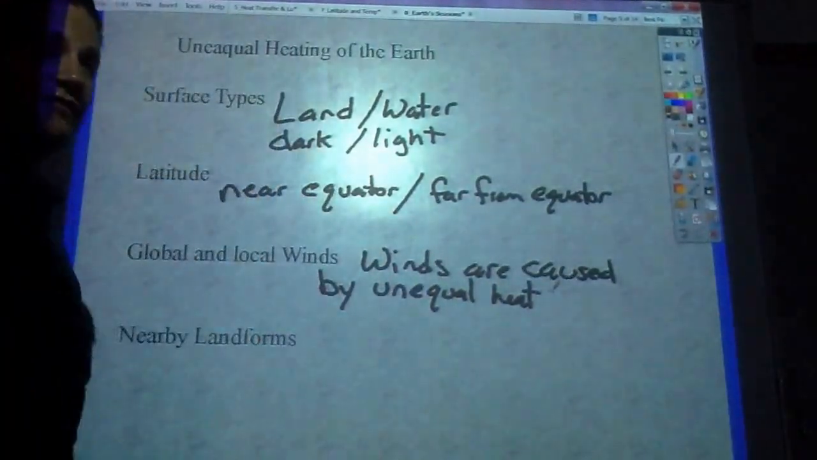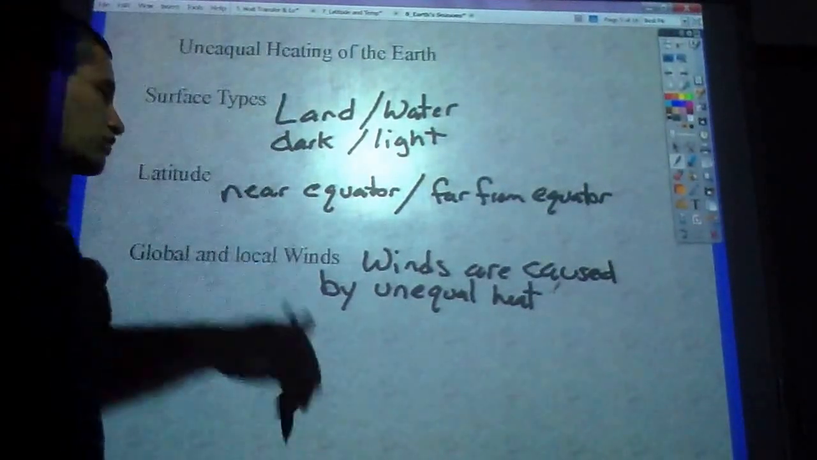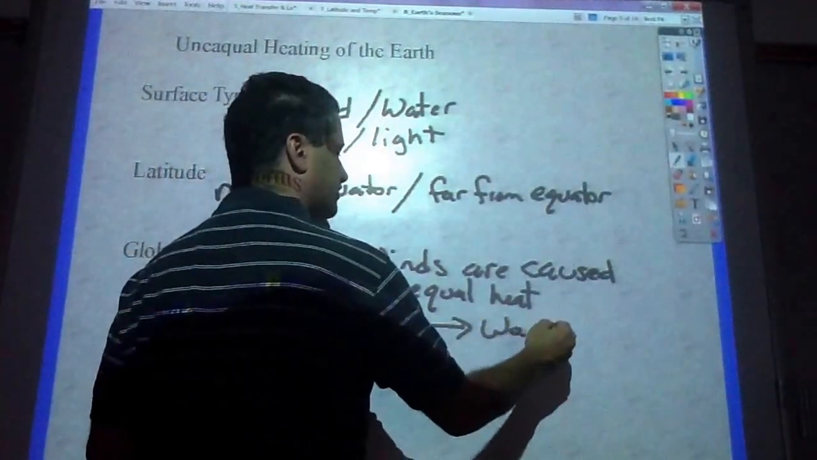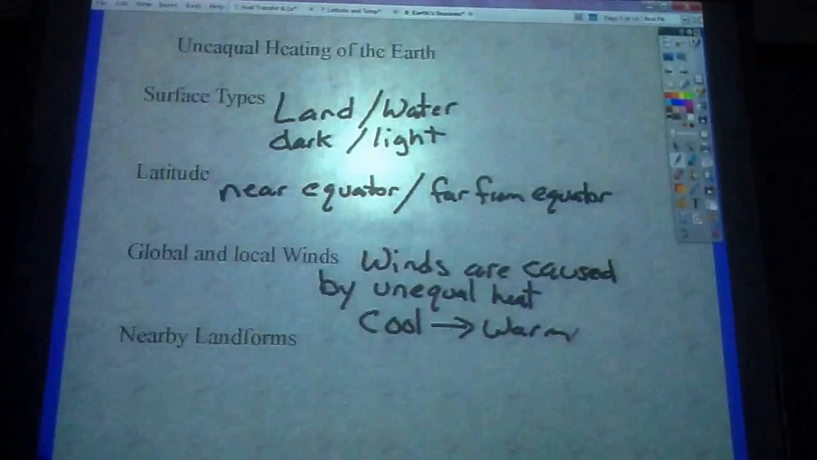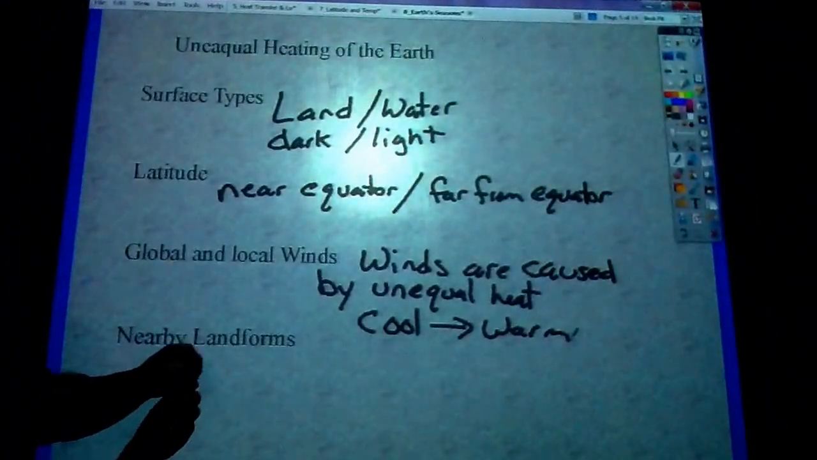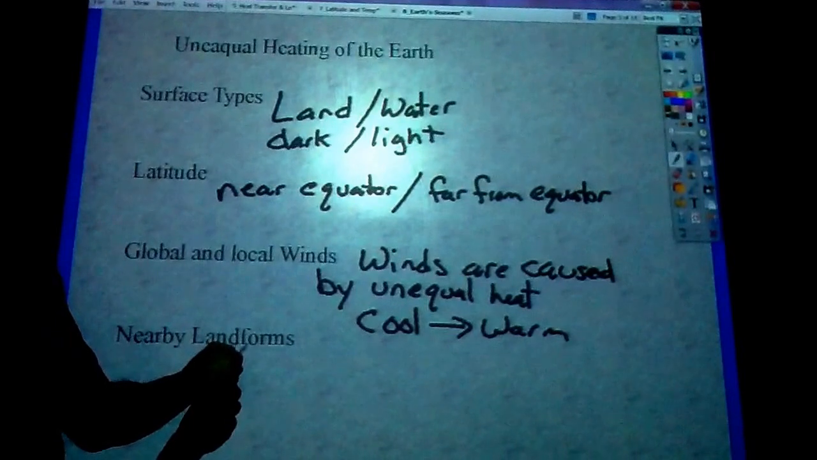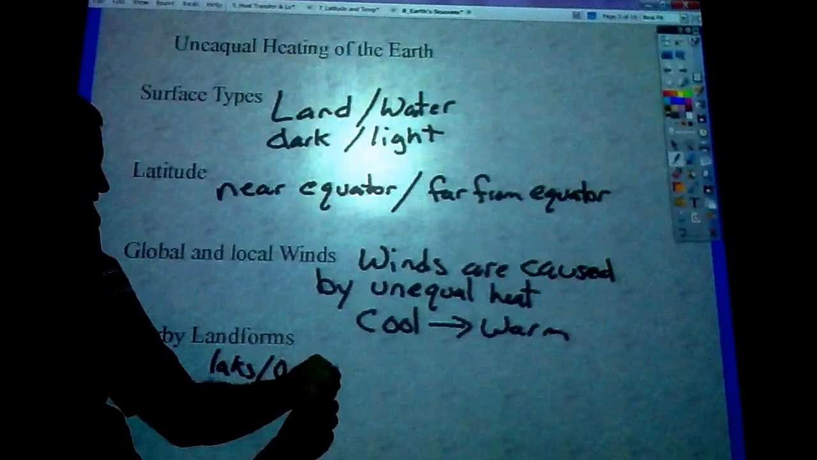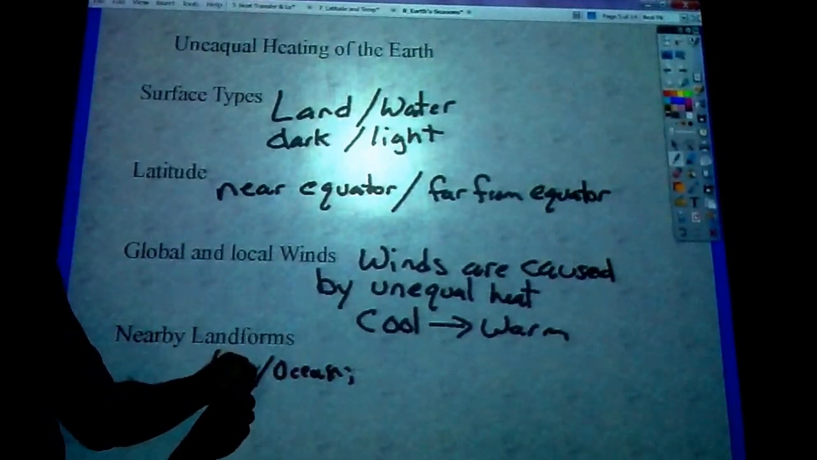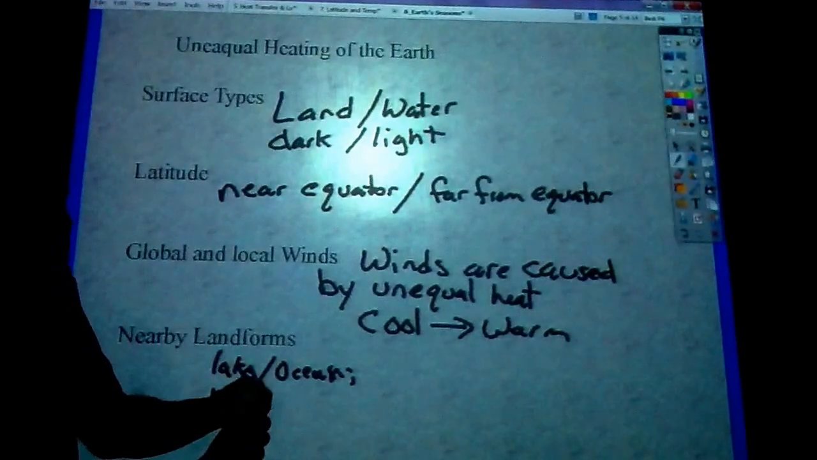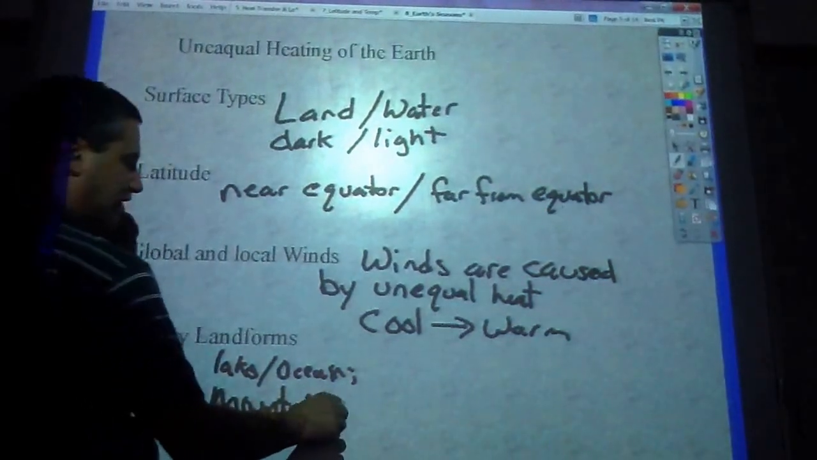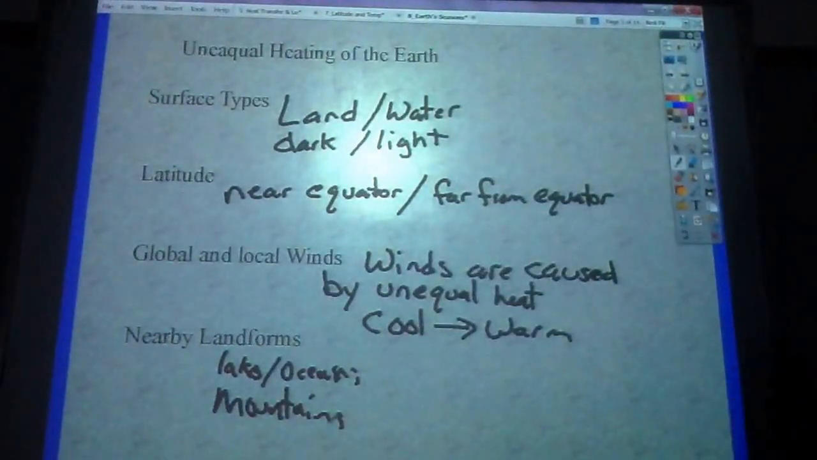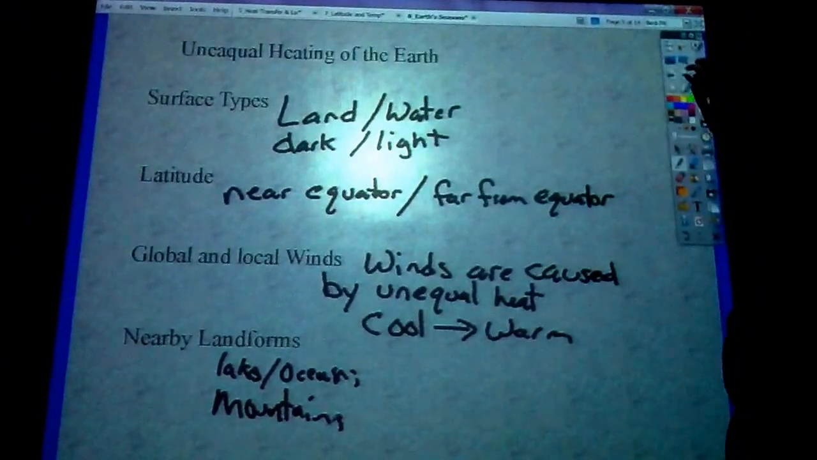Wind tends to blow from cool areas towards warm or hot areas. And in nearby landforms, we're gonna learn that lakes and oceans affect climate, and so do mountains. We're going to learn a little bit about how those things affect the average climate and temperature of particular areas.